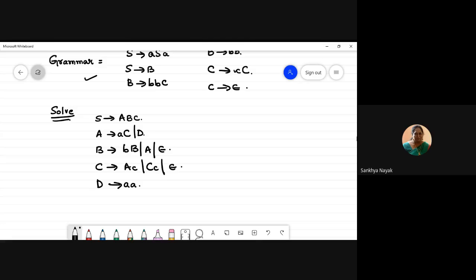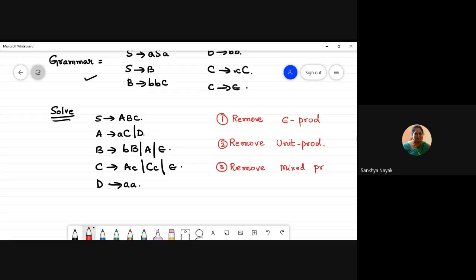So what is the first step? Let me write all the 4 steps. First step is remove epsilon productions. This is what you have to do first. Second step is remove unit productions. Third step is remove mixed productions. And last step is remove long productions.